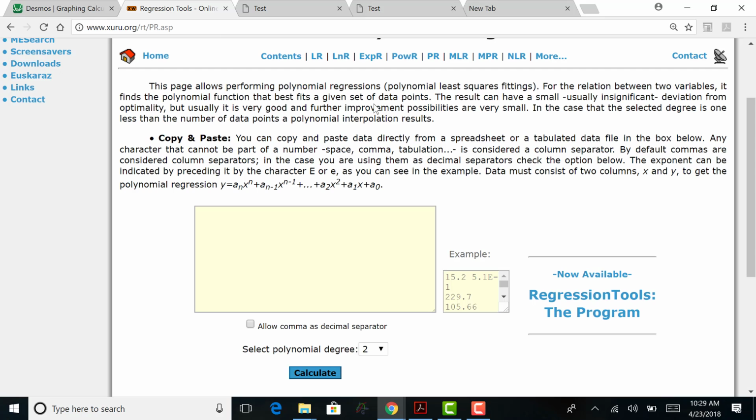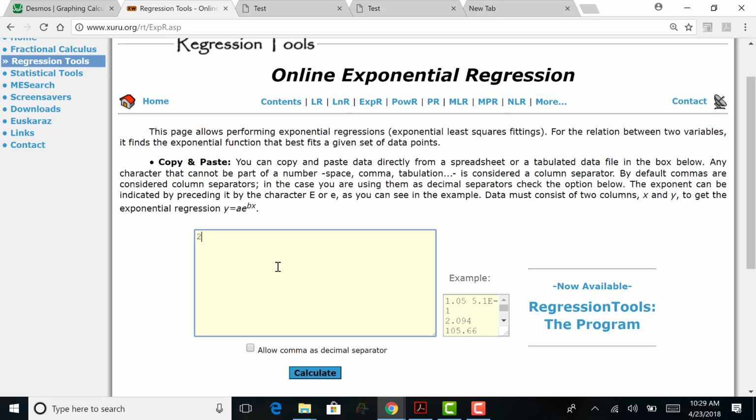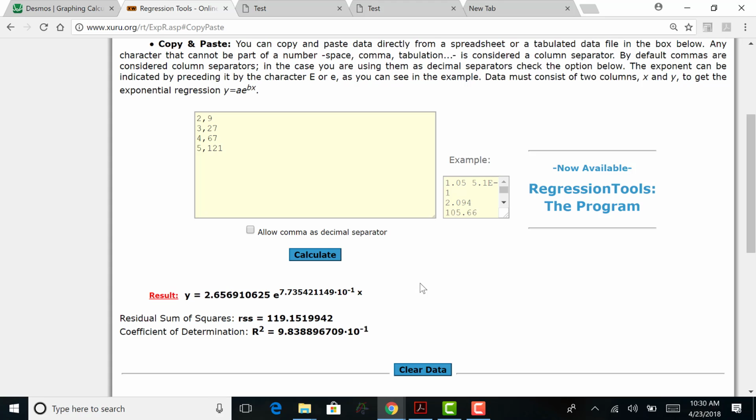All right, I want exponential. All right. What were the numbers again? Somebody read them to me. 2 and 9. 3 and 27. Hold on. 3, 27. That's not 27, that's 72. All righty. 4 and 67. 5 and 121. That's it? Yes, ma'am. 2nd, 3rd, 4th, 5th. All righty. So that's what I got. Okay, so when you multiply that, it comes out to 5.75.